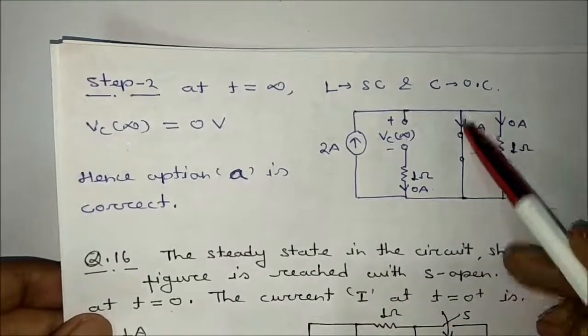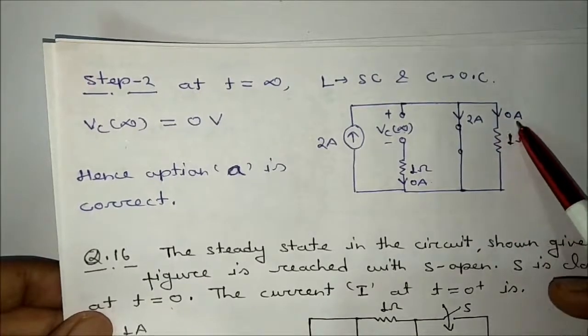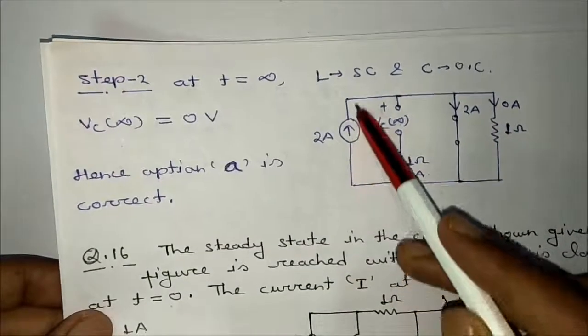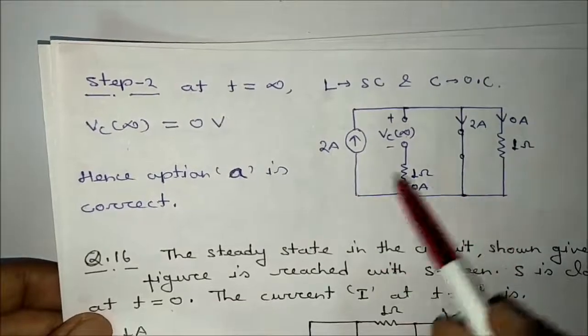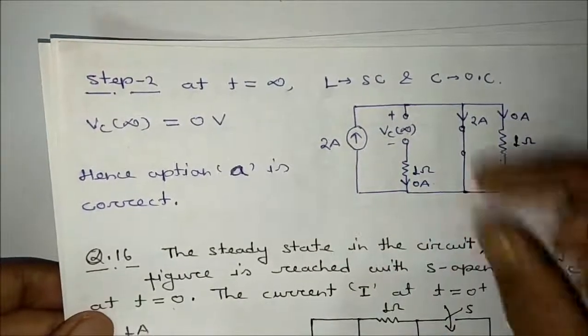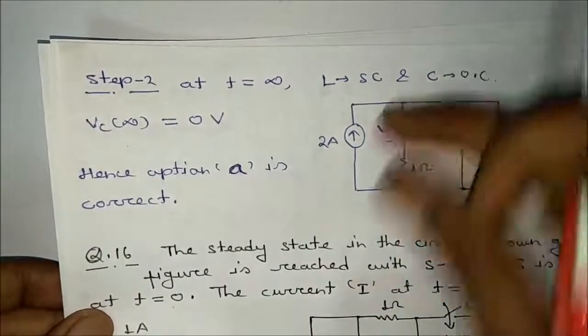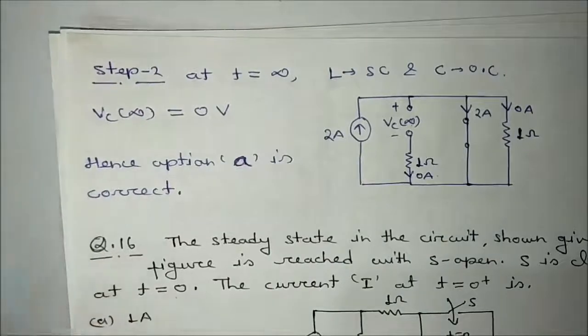You can see if it is shorted, this will be shorted also. This means there will be no current here. Okay, the whole 2 ampere current will flow through this switch. There will be no current here. We can say that this Vc infinite voltage will also be this voltage, which is 0. So Vc infinite voltage will also be equal to 0.